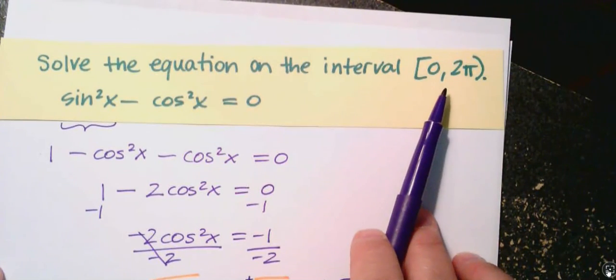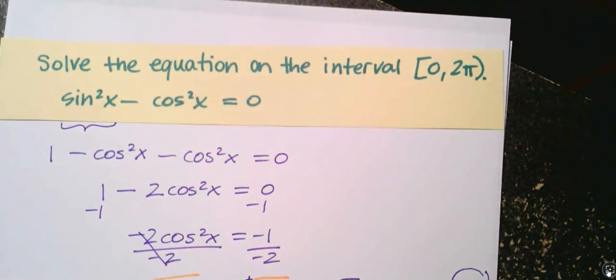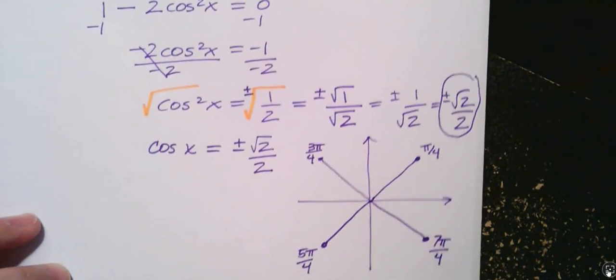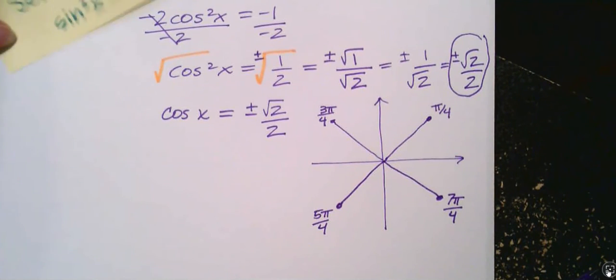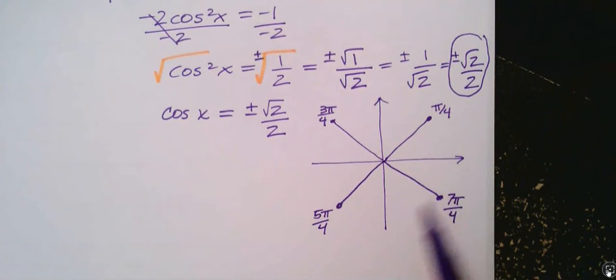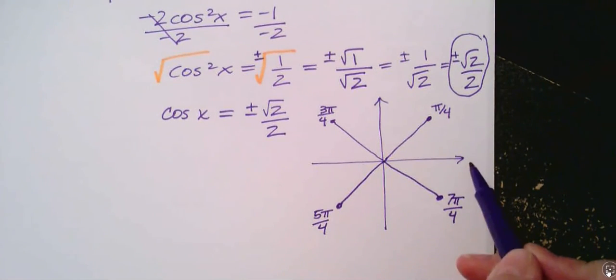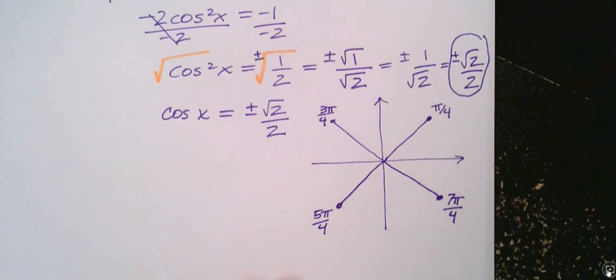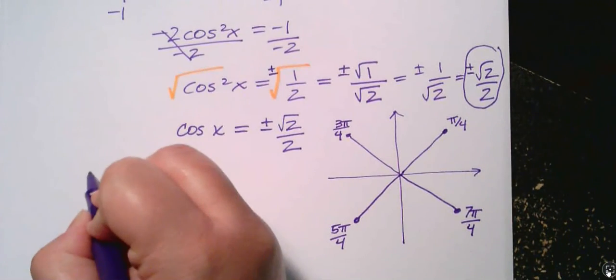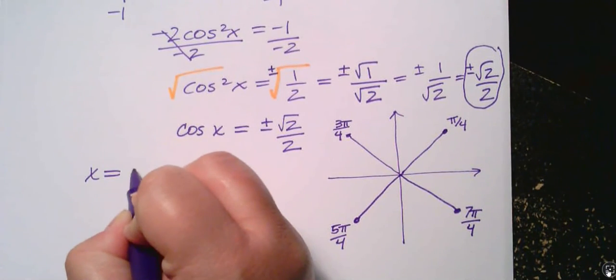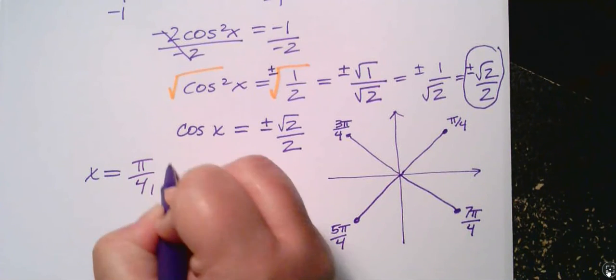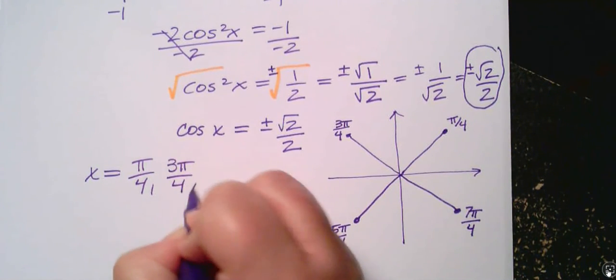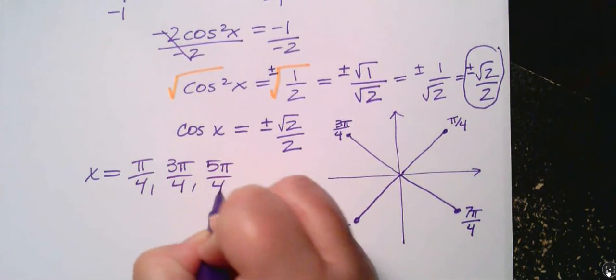I was told to go from 0 to 2 pi. So they want answers that are between 0 and 2 pi. Negative pi over 4 is not there. Okay, so I want to consider this basically the quadrant that I am almost to 2 pi in. So that's 7 pi over 4. So my answers are pi over 4, 3 pi over 4, 5 pi over 4, and 7 pi over 4.